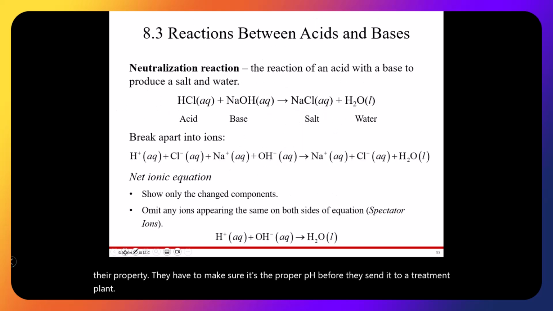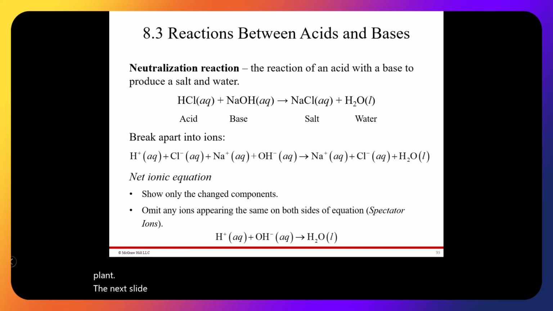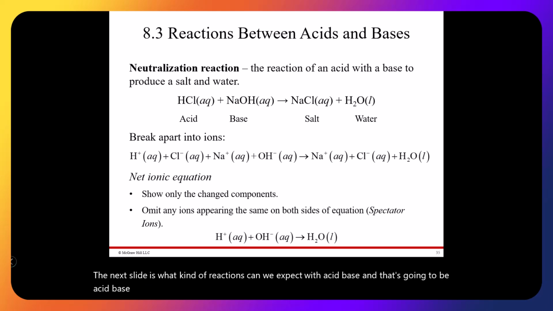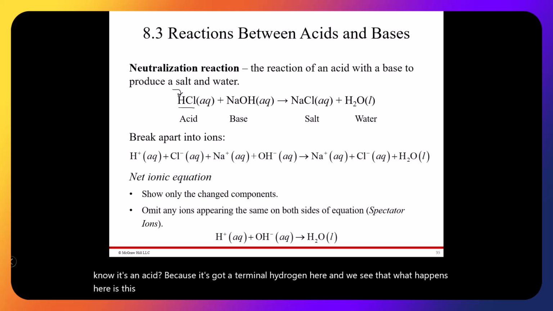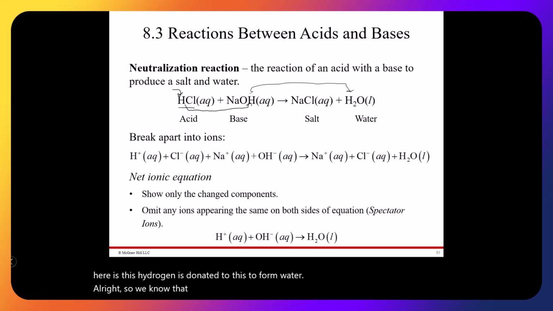The next slide is what kind of reactions can we expect with acid-base, and that's going to be acid-base neutralization. So a neutralization reaction is where we take an acid. How do you know it's an acid? Because it's got a terminal hydrogen here. And we see that what happens here is this hydrogen is donated to this to form water. All right, so we know that that's an acid. And then this is a base. It's got the hydroxide ion. Arrhenius said anything that has the hydroxide ion is a base.